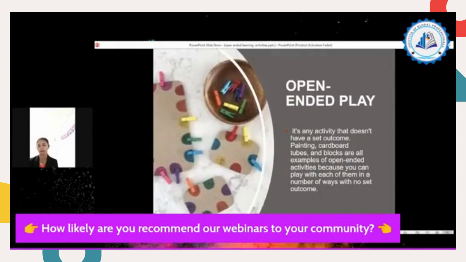So what is open-ended play? An open-ended play is an activity that doesn't have a set outcome. With the use of painting, cardboard tubes, blocks, these are examples of open-ended activities, because you can play with each of them in a number of ways with no set outcomes. Not like a close-ended play. Okay, this is an open-ended play.